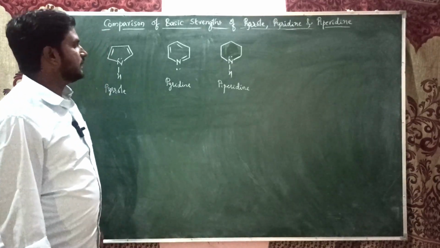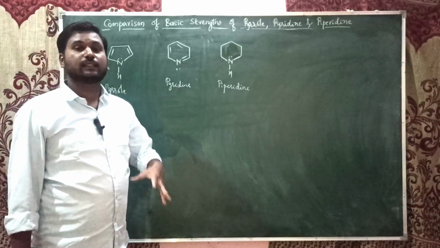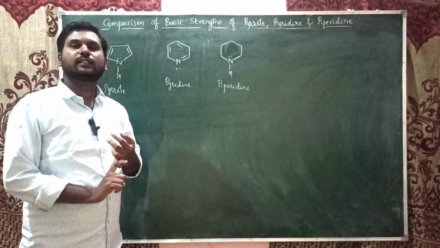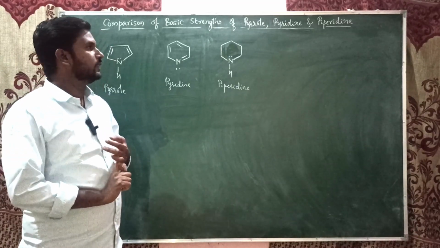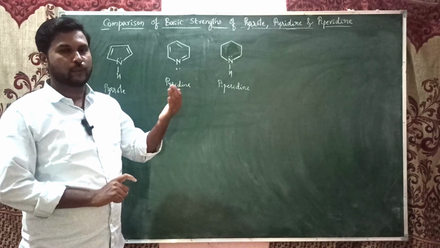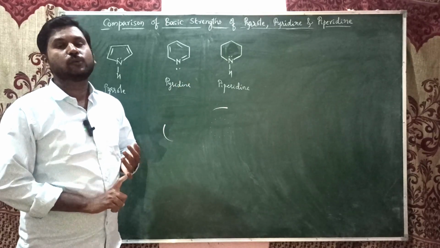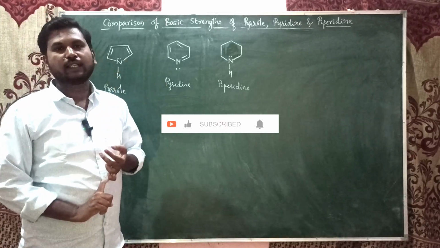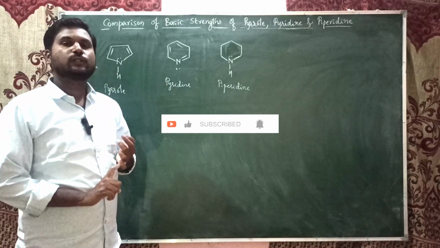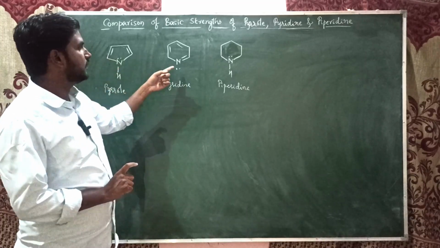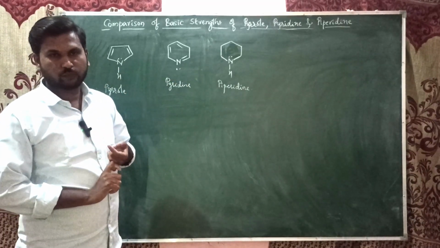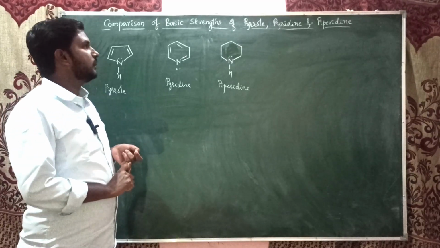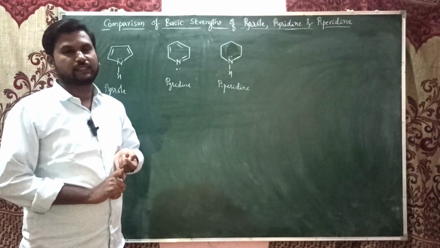First we should know what basic nature is. According to Bronsted-Lowry's theory, a base has to accept a proton, that is, it has to undergo protonation. On the basis of that theory we'll discuss the basic strength. Another theory is Lewis's theory: all these compounds have a lone pair of electrons on the nitrogen atom, hence we can also discuss the basic strength on the basis of Lewis's theory.